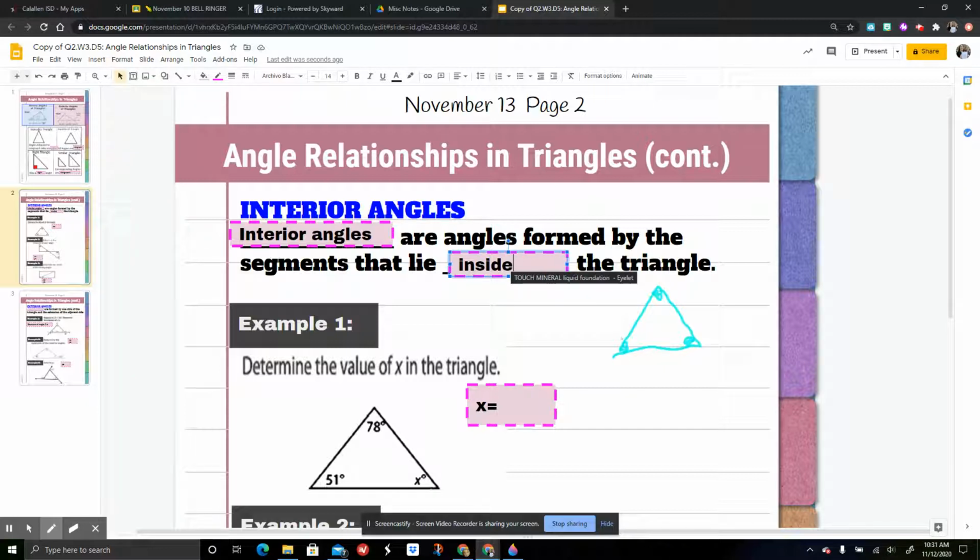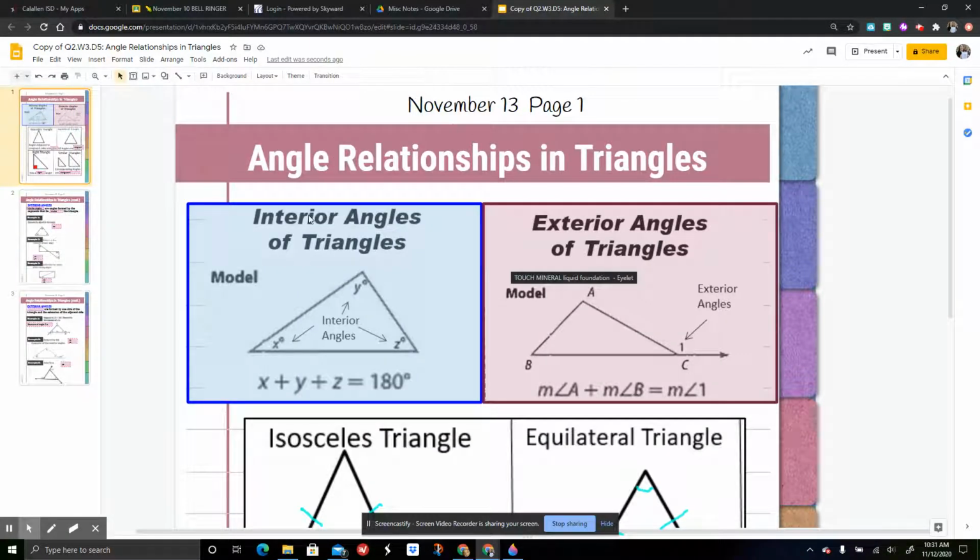And the rule, it's stated on the front. The very first page, it says interior angles of triangles. They add up to 180 degrees. That's for every triangle. The three angles inside the triangle always add up to 180 degrees.